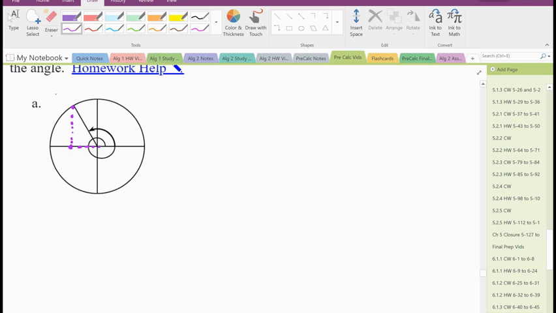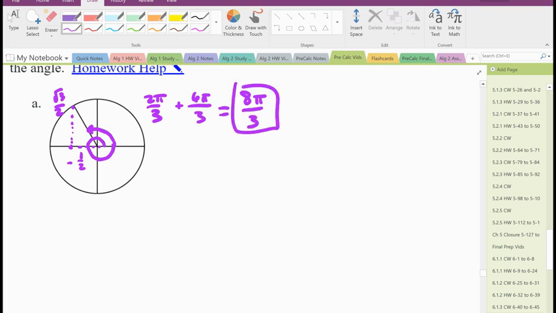So this has to be root 3 over 2, and the short side has to be 1/2. And it's going to the left, so it's negative. In this case, that means this angle right here has to be 2 pi over 3. But since we go all the way around, and then another 2 pi over 3, all the way around is 6 pi over 3, or just 2 pi. So my total angle that I'm given here is 8 pi over 3.